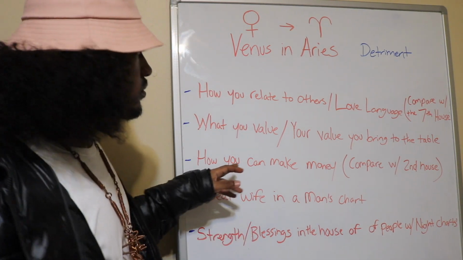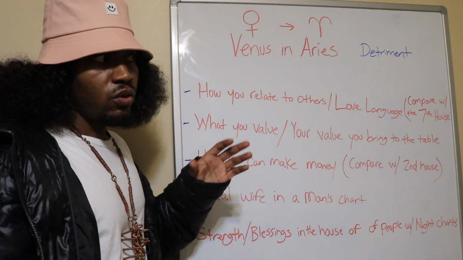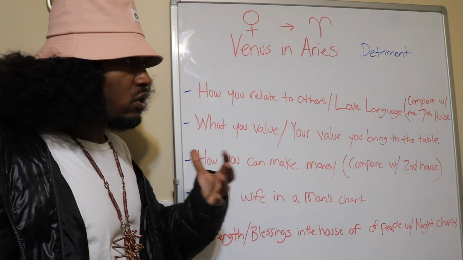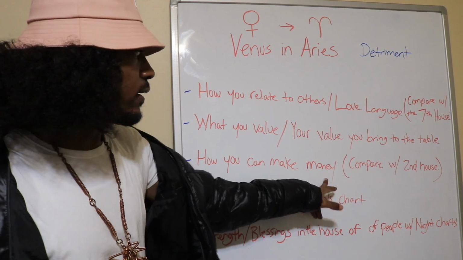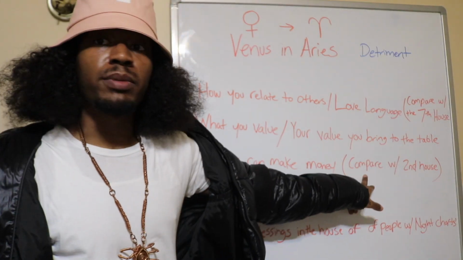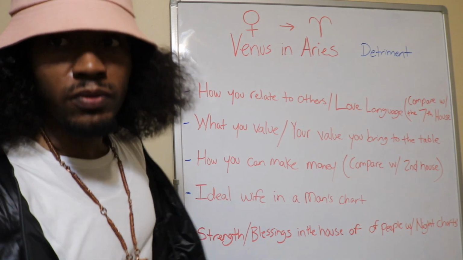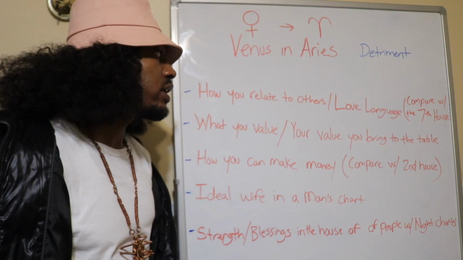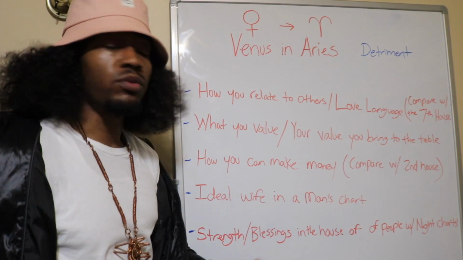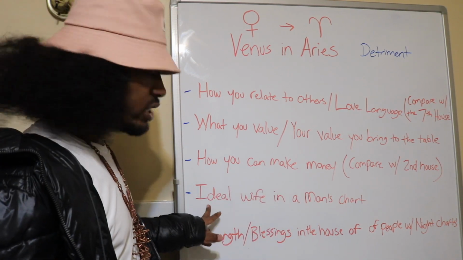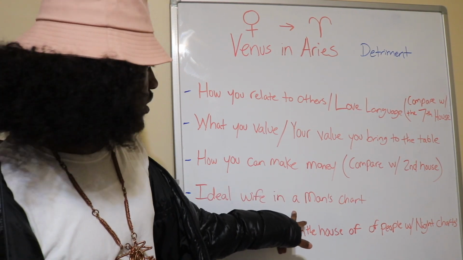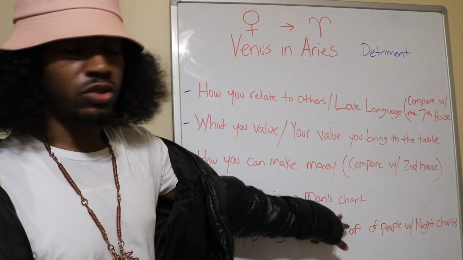Another thing, Venus corresponds with Taurus, since it's home in Taurus. Taurus is the 2nd house, so it can show how you make money. You want to compare this with your 2nd house, in terms of any signs and planets in the 2nd house and how you can make money, but compare that with your Venus sign. And also in a man's chart, it's going to show the ideal wife.